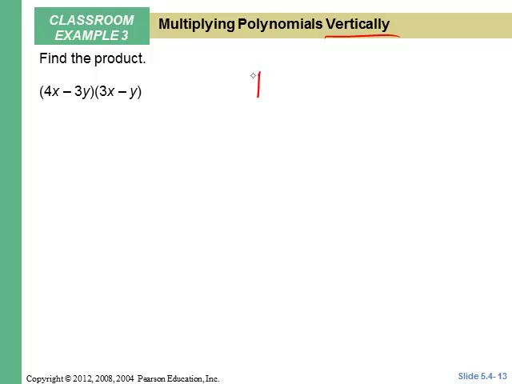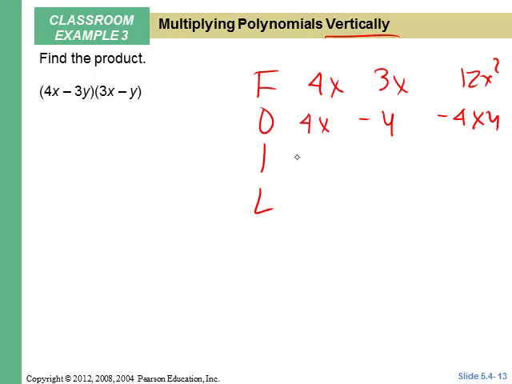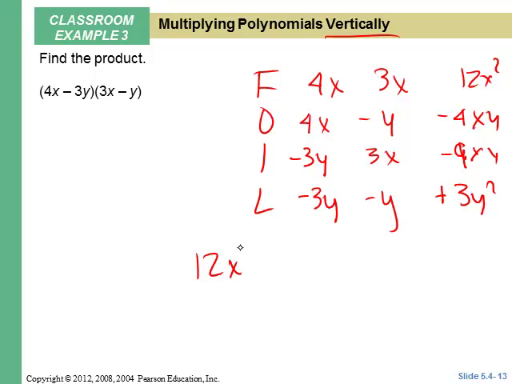Now they say do it vertically. Vertically is not the way to go when it's a binomial times a binomial. FOIL always works. 4x times 3x is 12x squared. 4x times negative y is negative 4xy. Negative 3y times 3x is negative 9xy. Oops, that's a 9. And negative 3y times negative y is positive 3y squared. So we have 12x squared minus 13xy plus 3y squared.